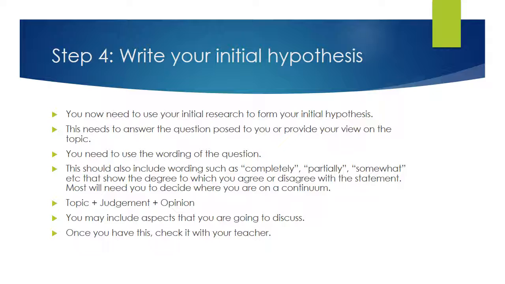The next thing you need to do is write your initial hypothesis using that research that you have done. It needs to answer the question that's posed to you or provide your viewpoint on the topic. You will need to use the words in the question, and you should include wording such as completely, partially, somewhat to show the degree to which you disagree or agree with the statement. Mostly what you are doing is deciding where you are on a continuum from completely agreeing to completely disagreeing. So the topic plus the judgment you're making plus your opinion is your initial hypothesis. You might include aspects that you are going to discuss, and you need to get this checked once you're done.